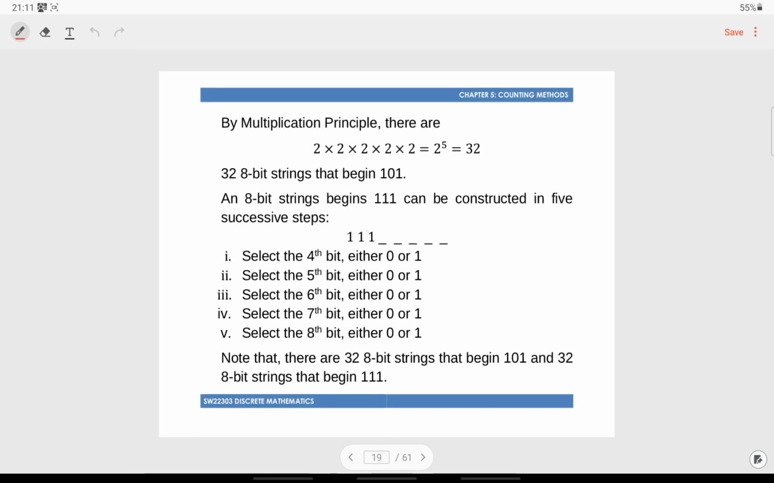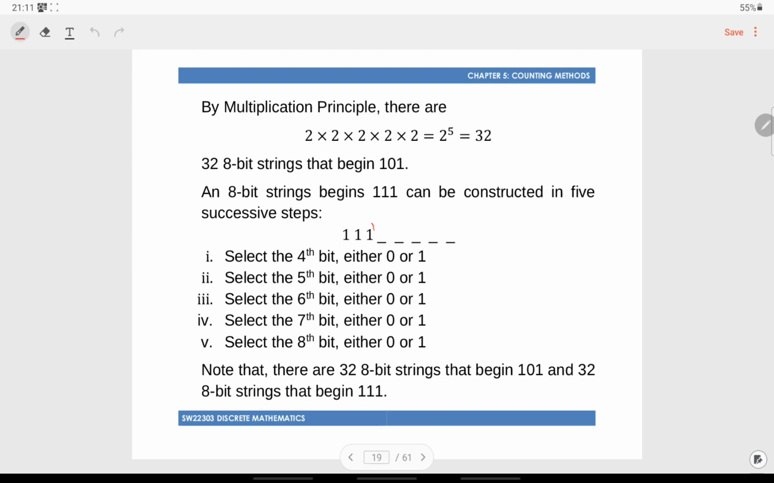Just like the previous step, we only change the elements in front to 111, and we leave the other 5 positions as empty spaces to choose either 0 or 1. In these 5 steps, all the steps can be done in 2 different ways respectively, either choosing 0 or choosing 1. So note that there are 32 8-bit strings that begin 101 and 32 8-bit strings that begin 111. Okay, that is our conclusion.